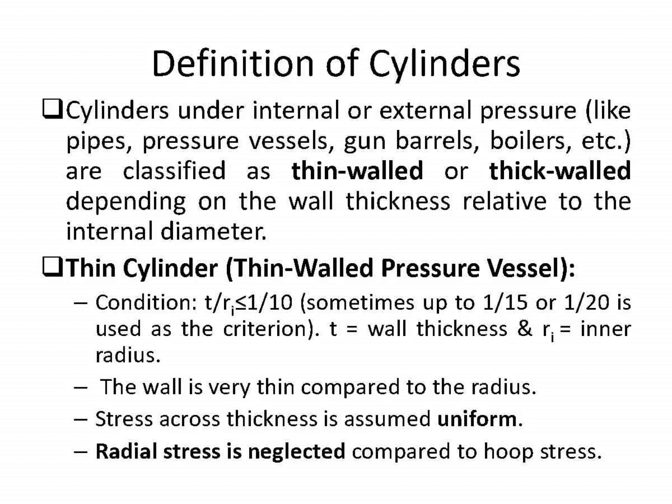Slide 4. Thin-walled cylinder. A thin-walled cylinder is defined when the wall thickness is small compared to the inner radius. Typically, this happens when the thickness divided by the inner radius is less than or equal to 1/10. In this case, stress across the thickness is assumed to be uniform, and radial stress is neglected because it is very small compared to hoop stress.